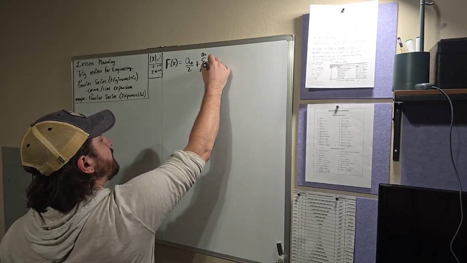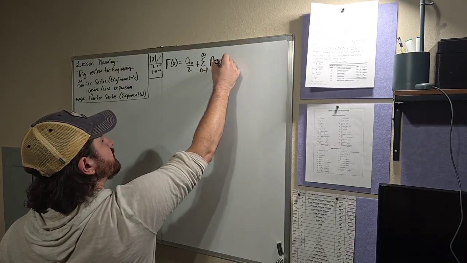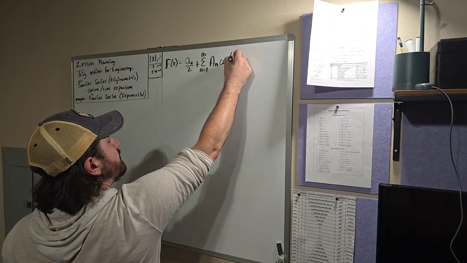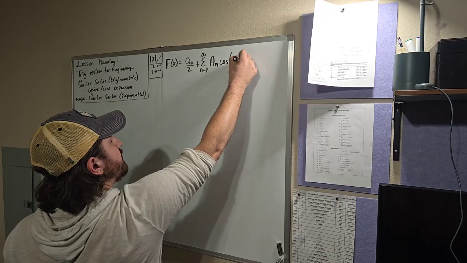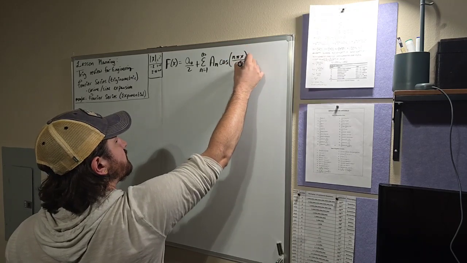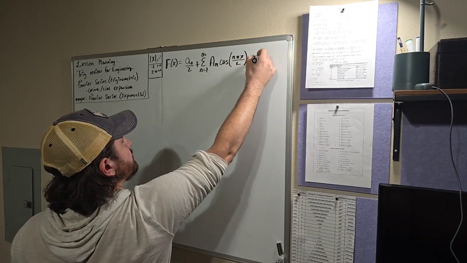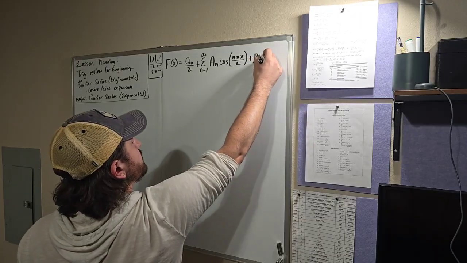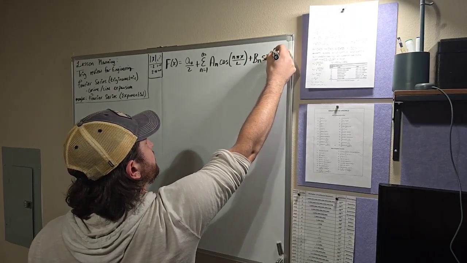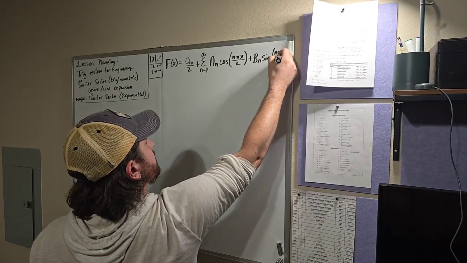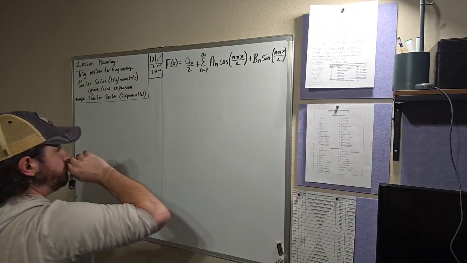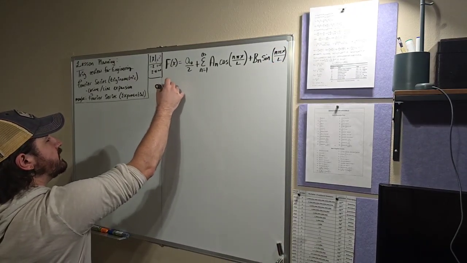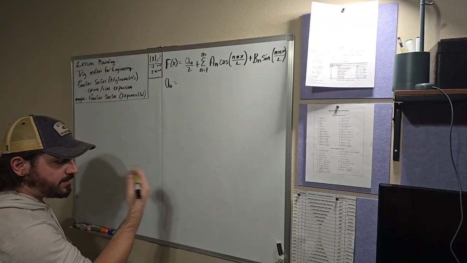I'm sure there's a real math reason, but that's why I think of it that way. And then we're going to have capital A of n times cosine of n pi x over L, and then that's going to be added to a b of n coefficient of sine with the same interior, so n pi x over L.